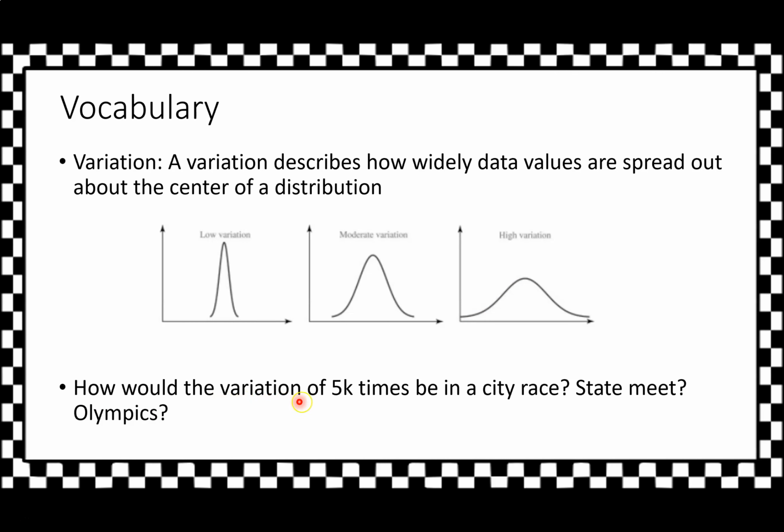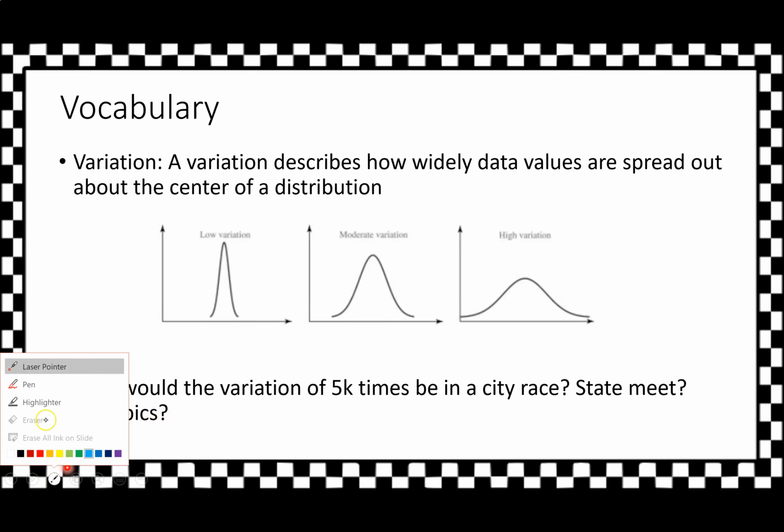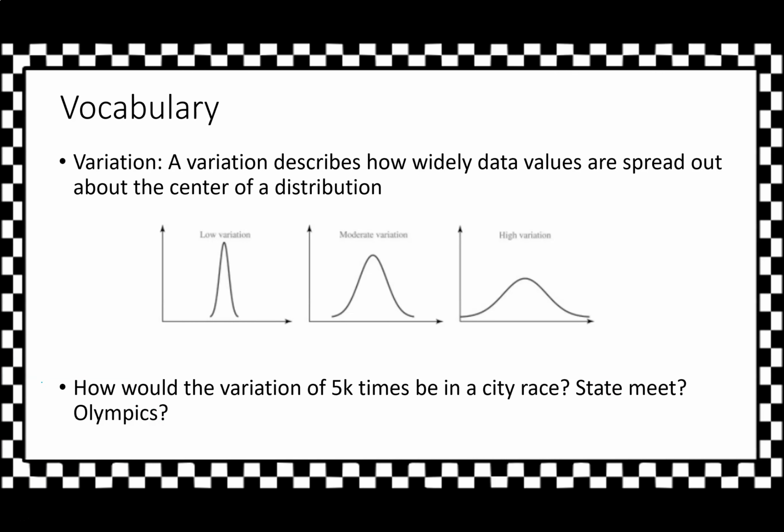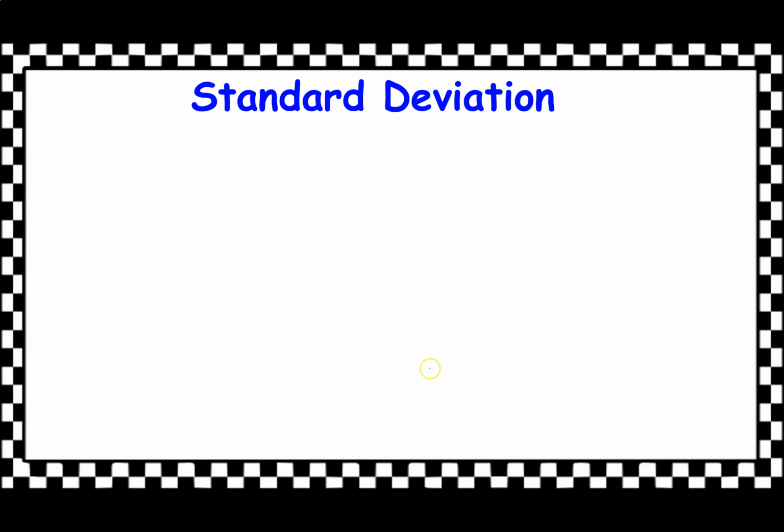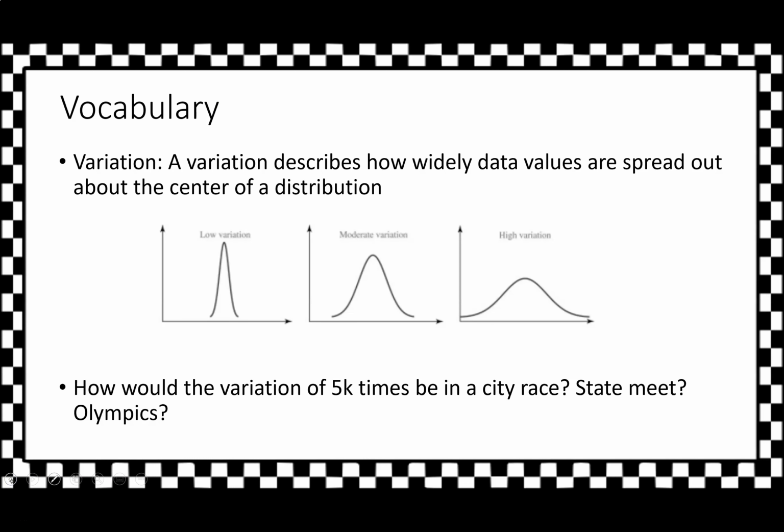So how would the variation of a 5K time be in a city race versus a state meet versus the Olympics? What I'd say here is the variation of a city race, well, that's everyone. A city race would be a much wider variation, or a high variation. A state meet, probably moderate. And the Olympics, where everyone is relatively the same, within maybe 0.05 depending on the race, would be low variation, where almost everyone is the same.